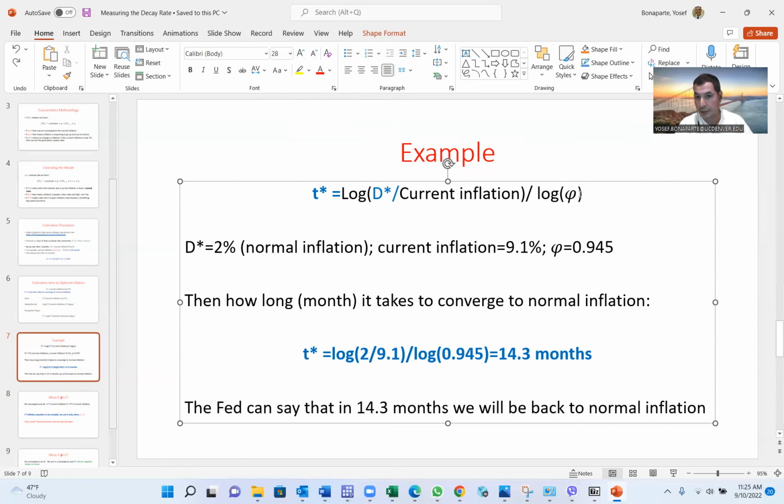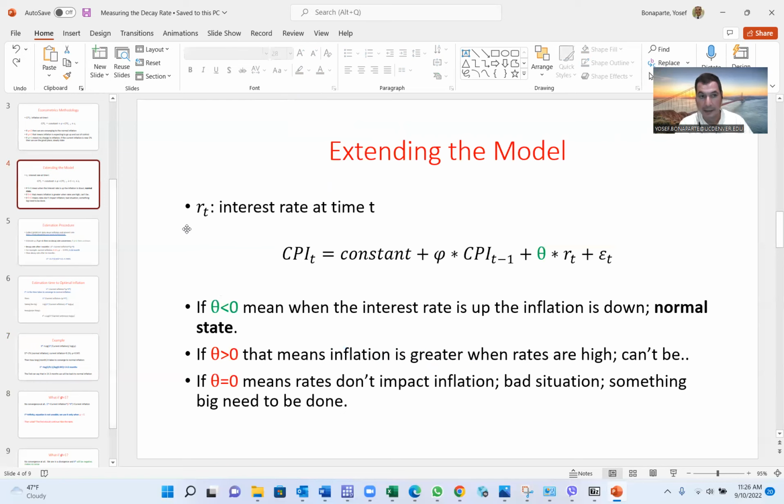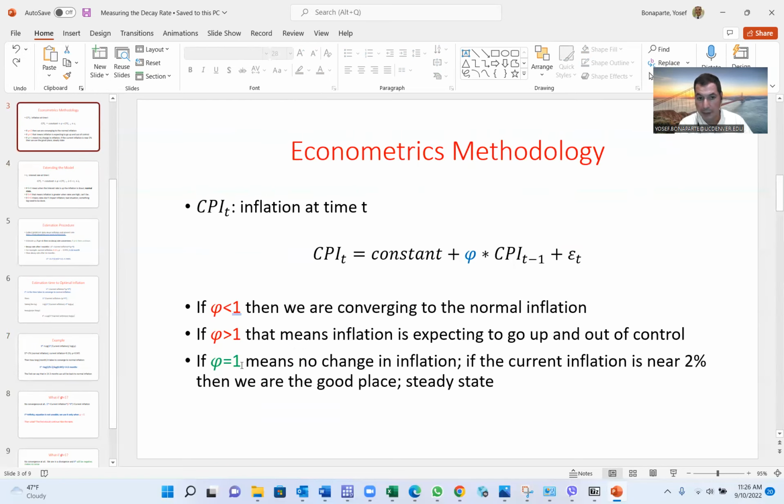When we estimate phi and it equals 1, what does that mean? Here we go. That's phi here. If phi equals 1, it means no change in inflation. If the current inflation is near 2, then we are in a good place, a steady state.